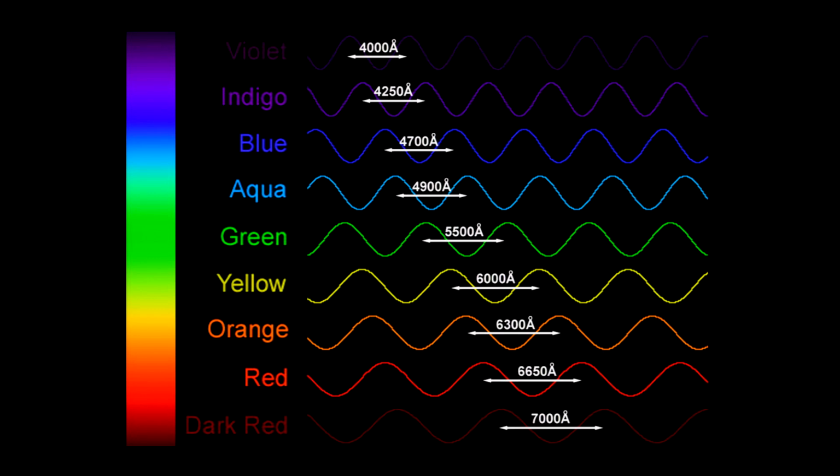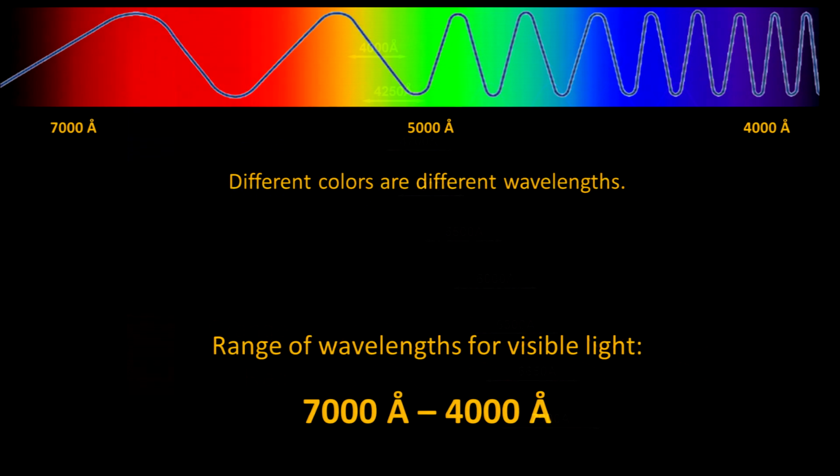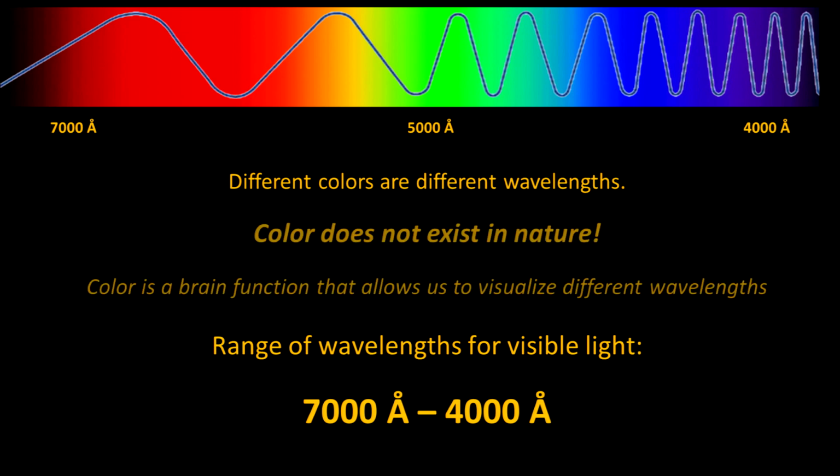What is sometimes surprising for people to know is that color is actually something that is not a reality in nature. Let me show you what I mean. Color is something that your brain is doing in response to the light that enters your eye.